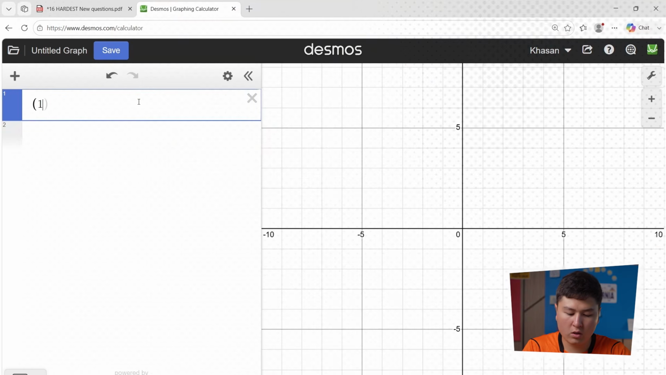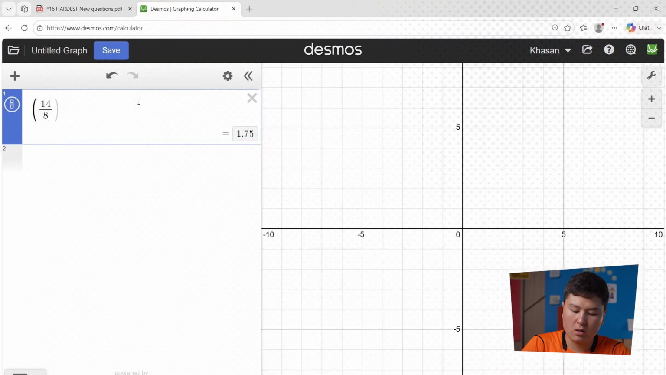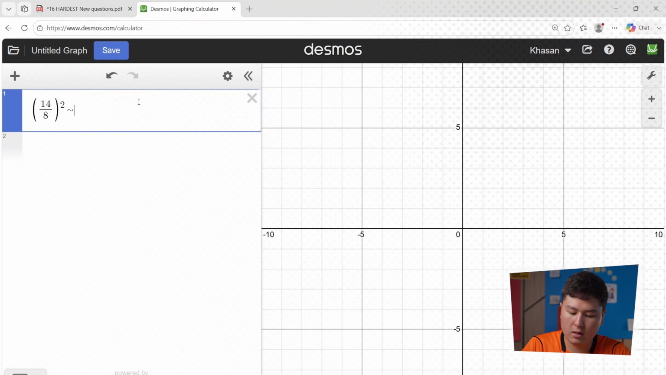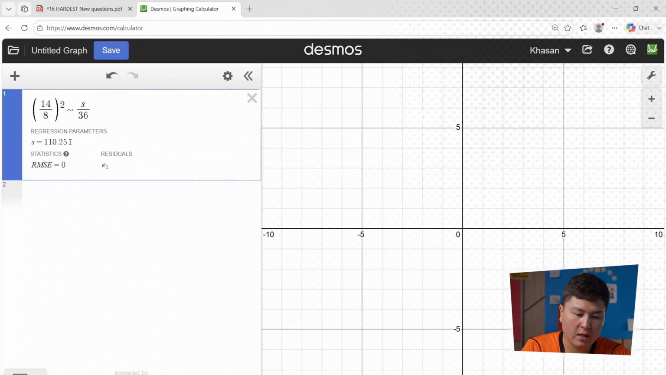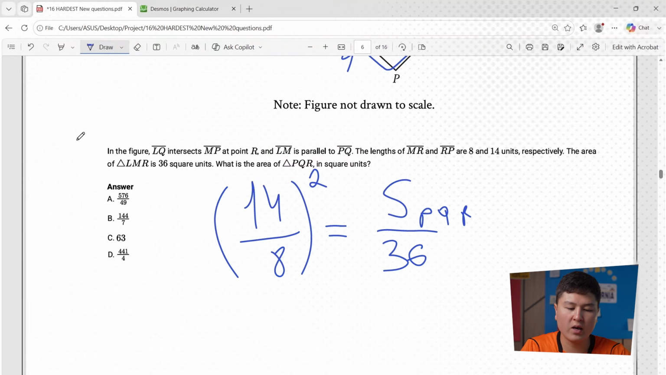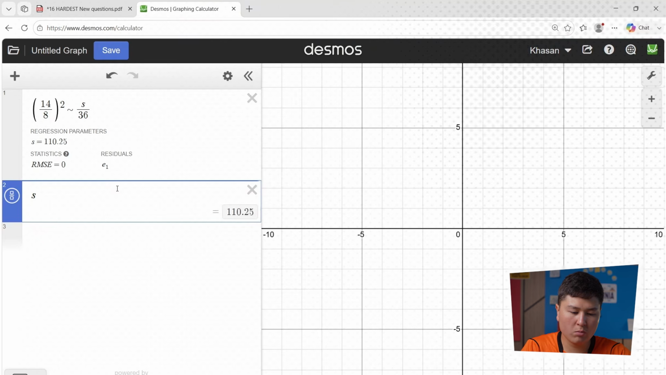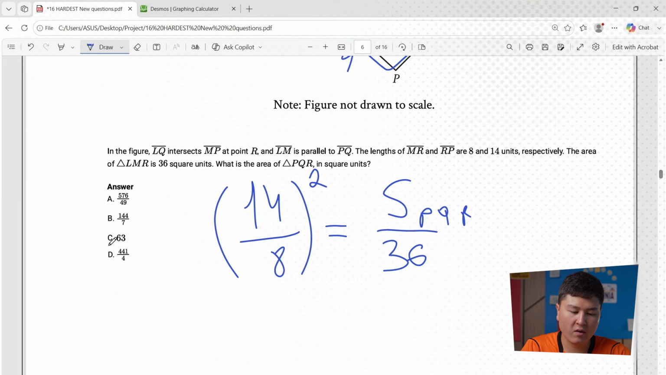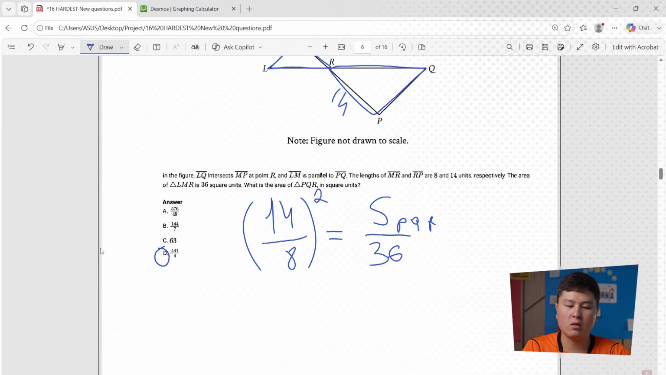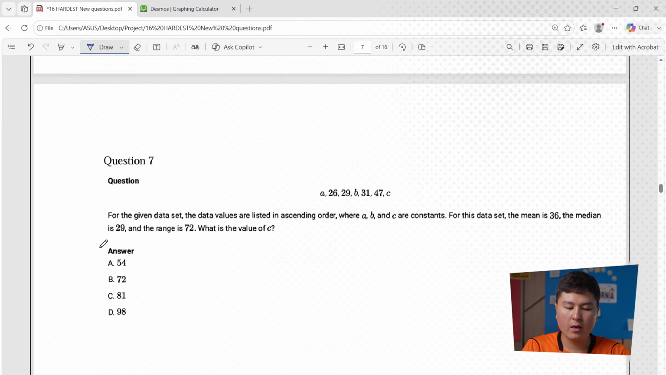And here you just have to solve it with decimals. We've got 14 divided by 8, squared, times 36, and we're having that area 110.25. And if you want it in fraction form, that would be 441 divided by 4. So that one is given in option D. That's all. And question 7.